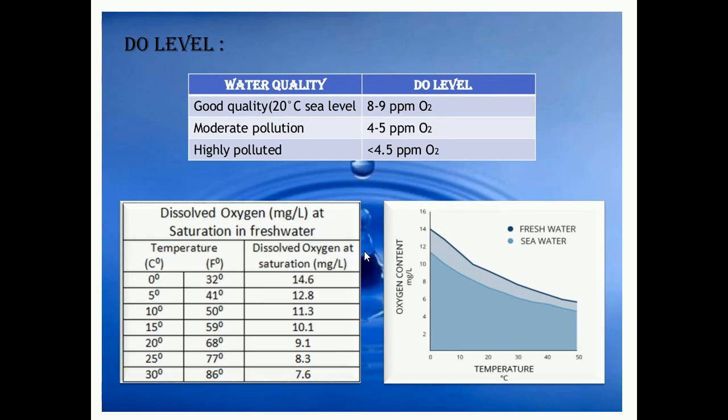saturation in fresh water. At 0 degrees centigrade, we are observing 14.6 dissolved oxygen. At 5 degrees centigrade, we are observing 12.8. At 10 degrees centigrade, 11.3. Here we observe that as the temperature increases, the dissolved oxygen decreases in fresh water as well as sea water.